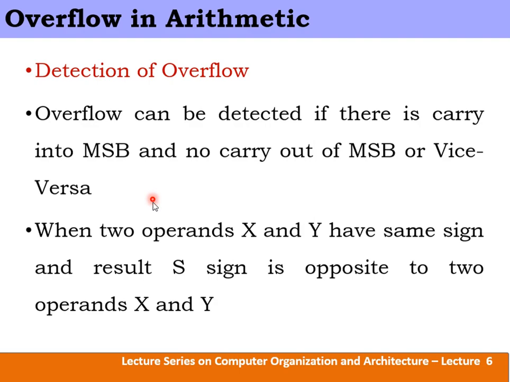There is one more method of detection of an overflow. When two operands, consider x and y, have the same sign and the result, denoted as s, has a sign opposite with respect to the operands x and y, then by using this method also we can detect an overflow. So this is one more method of detection of overflow.